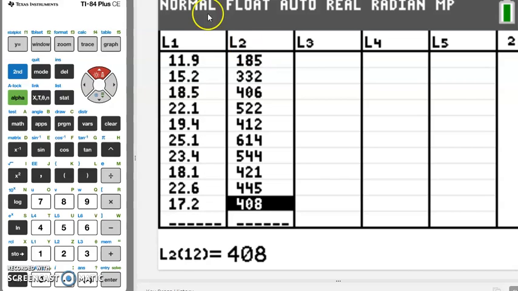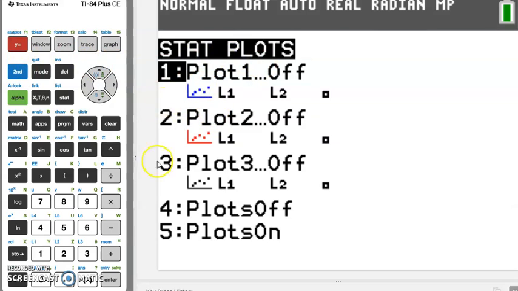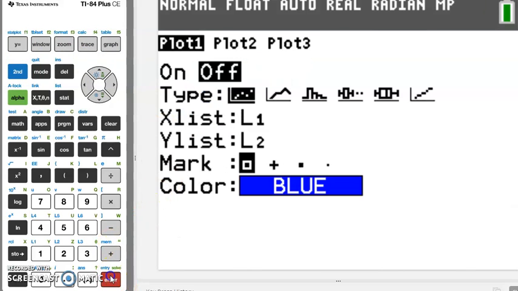And once we have the data in, if you do recall, then we're going to put that as a scatter plot. So we go second function y equals, and we hit 1, which is enter. We turn to on, and everything else is okay. So the type is scatter plot, and this one is 2, blue. All right, and then we hit graph.